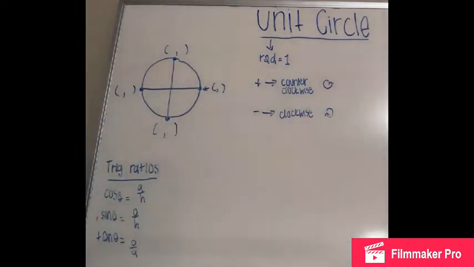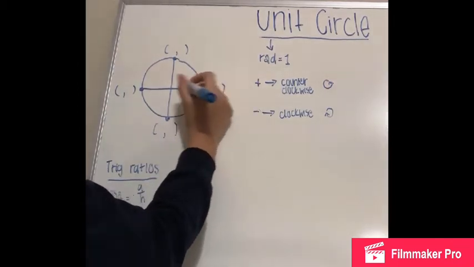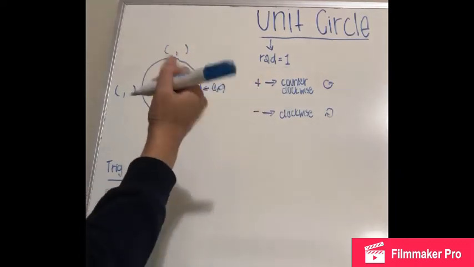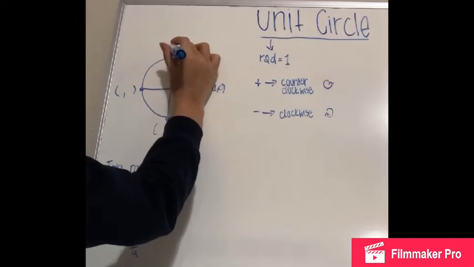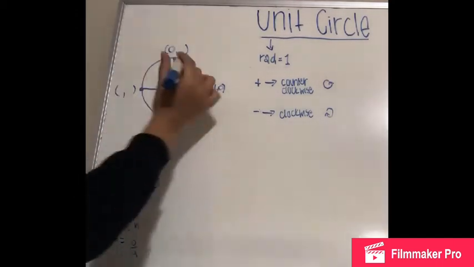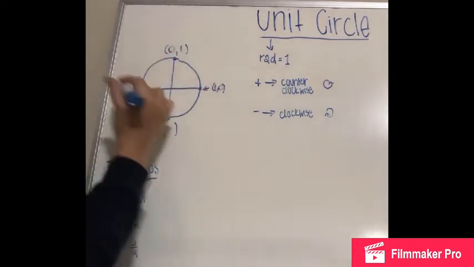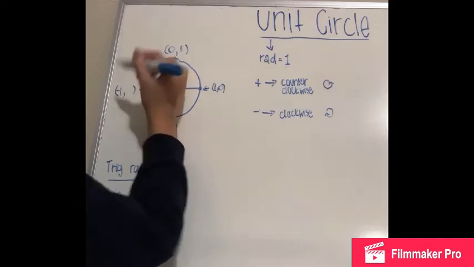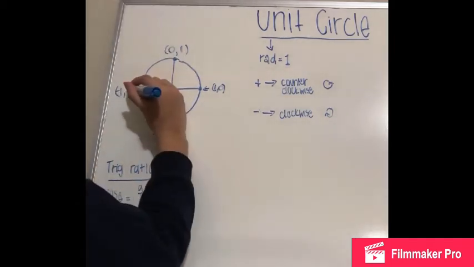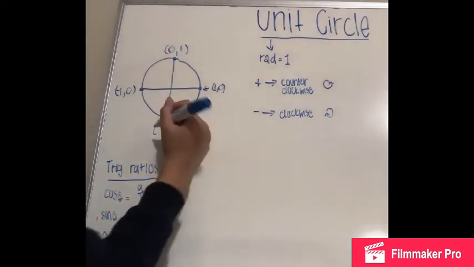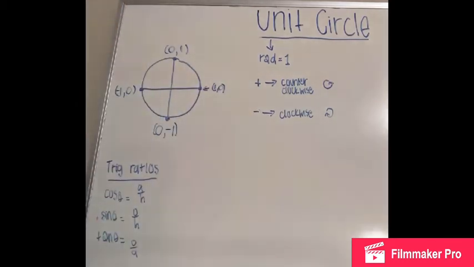If this were to be imagined as a regular graph, the x value on this point would be 1 because it moved to the right 1 unit, and the y value would be 0 because it did not move up nor down. Towards the top of the origin, the x value would be 0 because it did not move right nor left, and the y value would be 1 because it moved up 1 unit. Over to the left, the x value would be negative 1 because it moved to the left 1, and the y value would be 0 because y did not move at all. And finally, here on the bottom of the origin, the x value is 0 while the y value is negative 1. Now that we have that down, we can move on to angles on the unit circle.